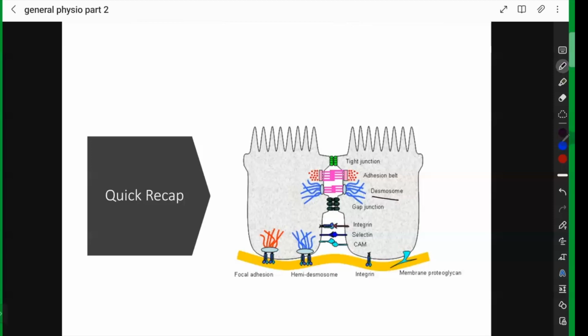Claudins, occludins, junctional adhesion molecule. Okay, I call it JAM. So remember JAM as sticky.